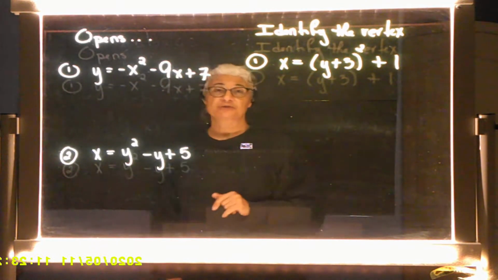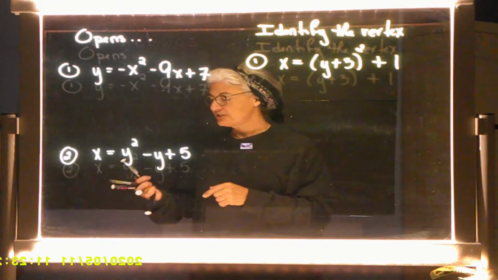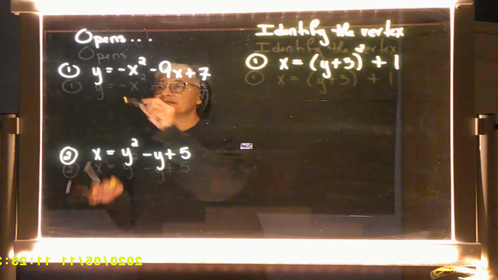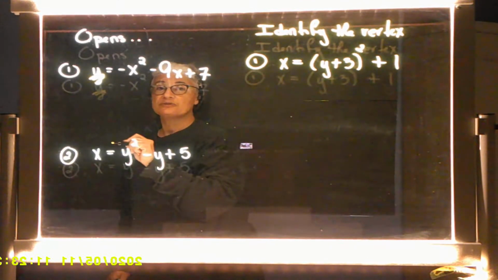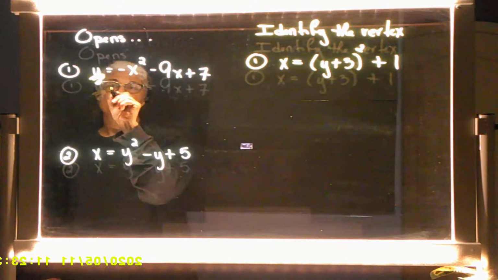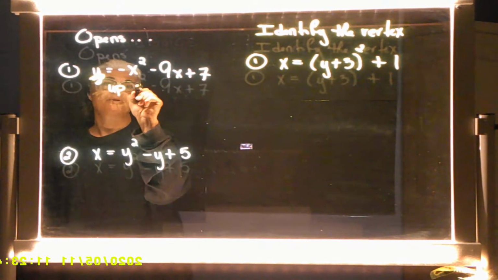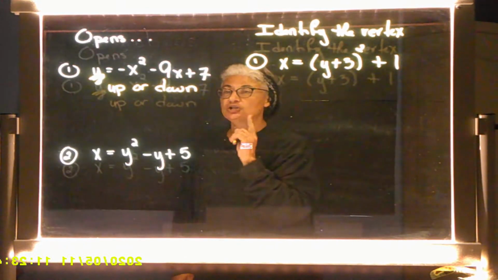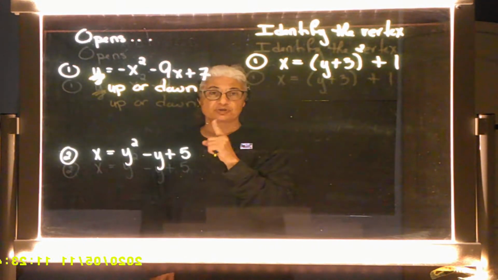So let's look at the first one. First thing I'd like you to notice is this. It says y equals, doesn't it? Since it says y equals, y's go which direction? Good, up or down. So this parabola either goes up or down, and we have to figure out which one it is. So now, how do I identify which way it opens?